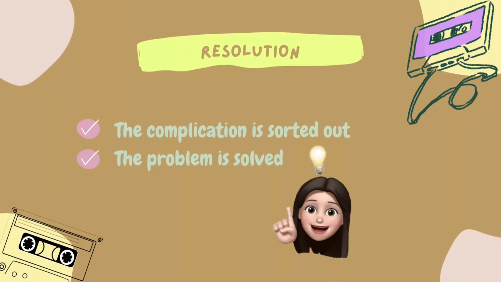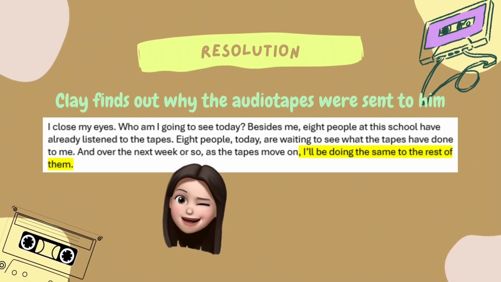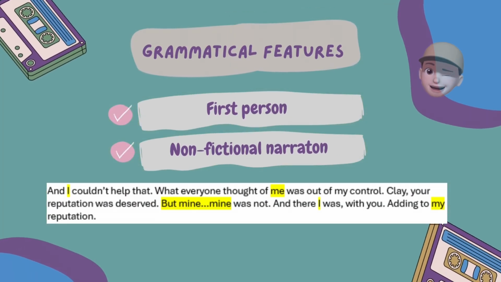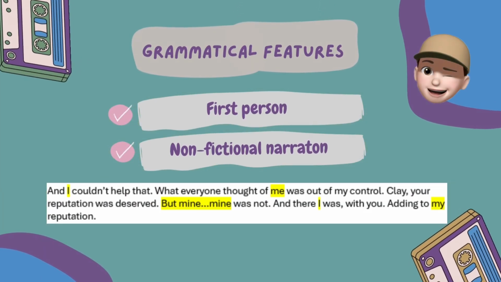Then we have the resolution, which consists of when the complication is sorted out or when the problem is solved. In this case, the resolution is when Clay finds out why the audio tapes were sent to him, and after that, he changed his point of view of all the people involved in the same situation. Now, we're going to analyze the grammatical features of the story.